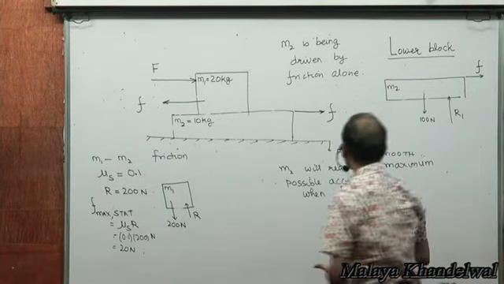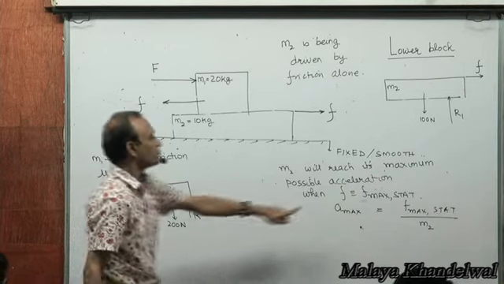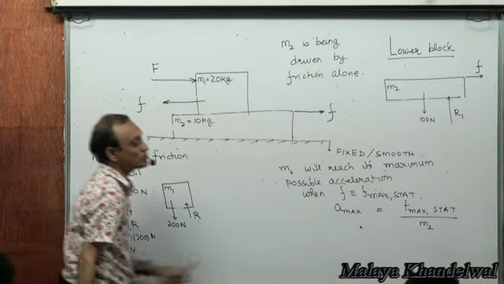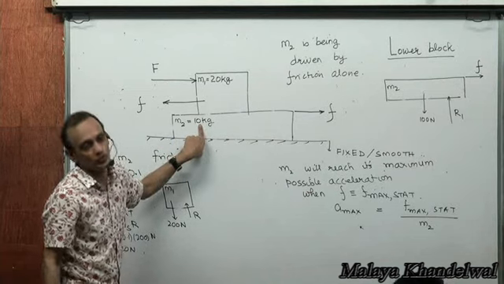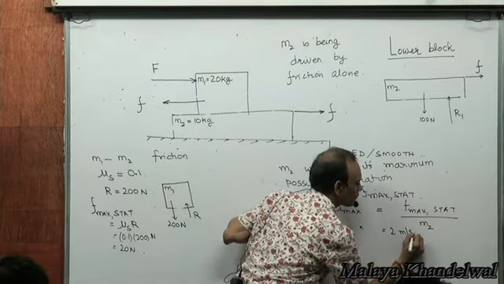Right? So M2 is driven by friction alone. The maximum acceleration that M2 can have would be F max stat divided by M2. Yes or no? That's the maximum possible acceleration of the lower block. And how much is that? Maximum static friction is 20 newtons. So 20 divided by 10, which is 2 meters per second squared, is the maximum possible acceleration of the lower block.